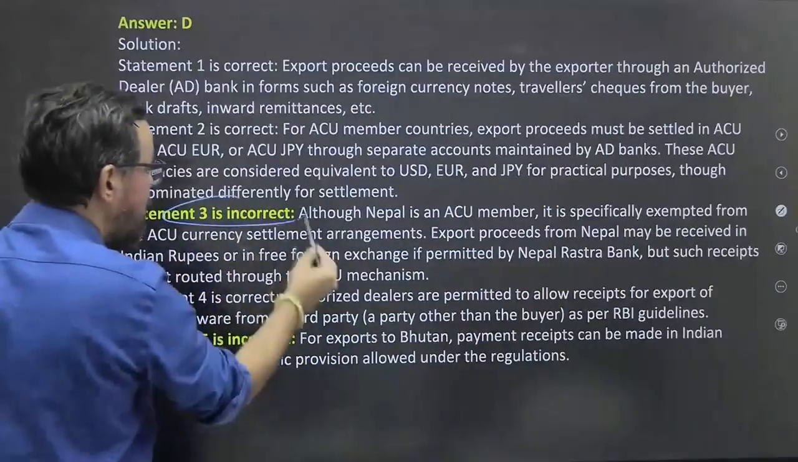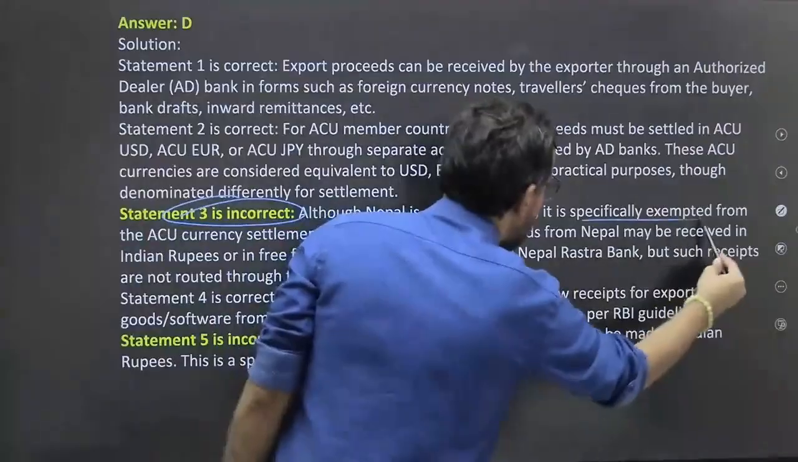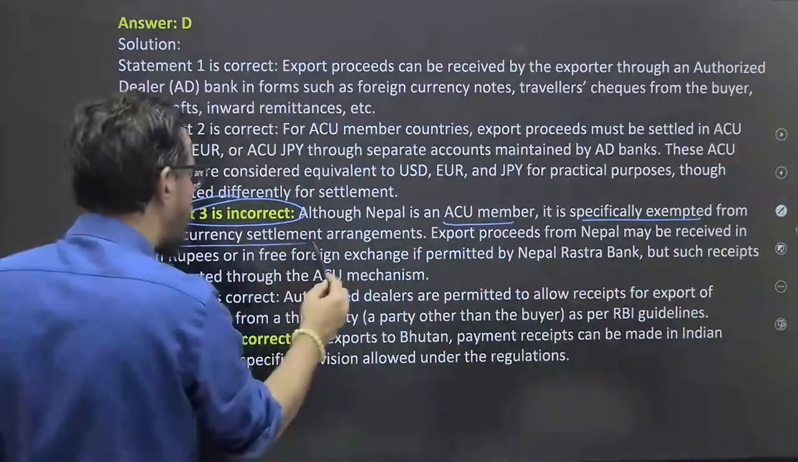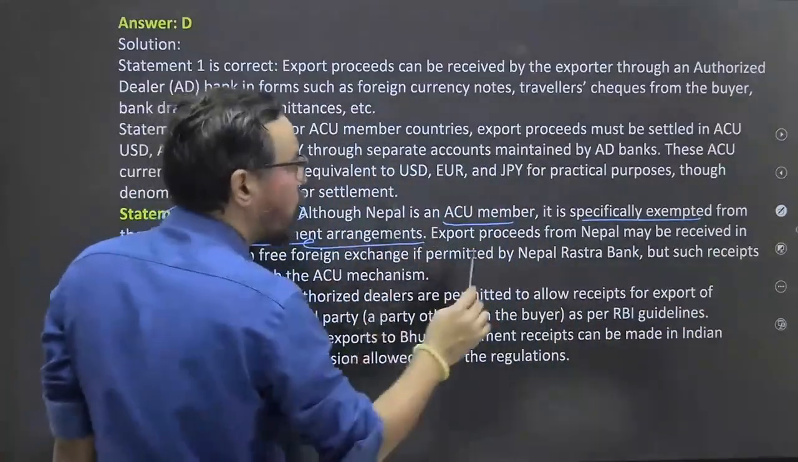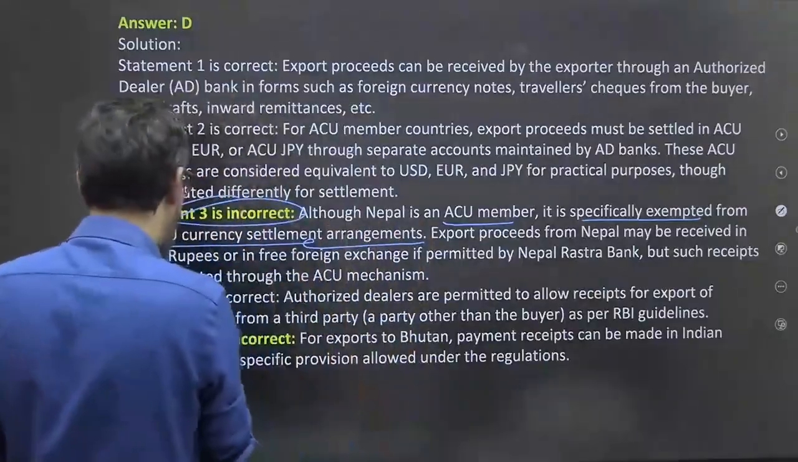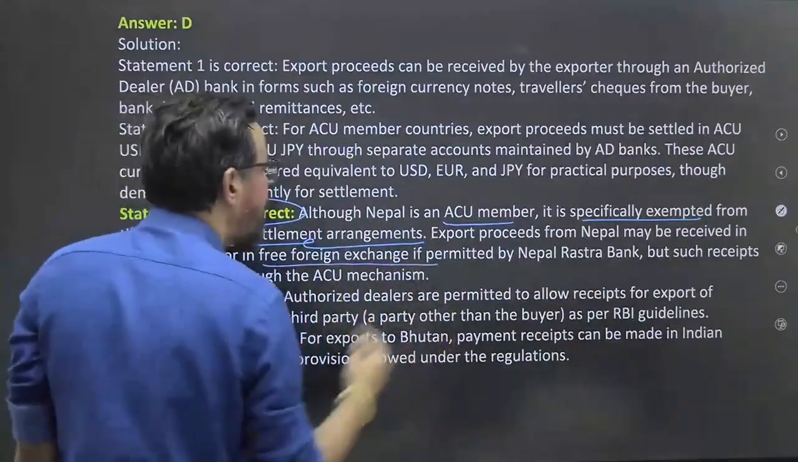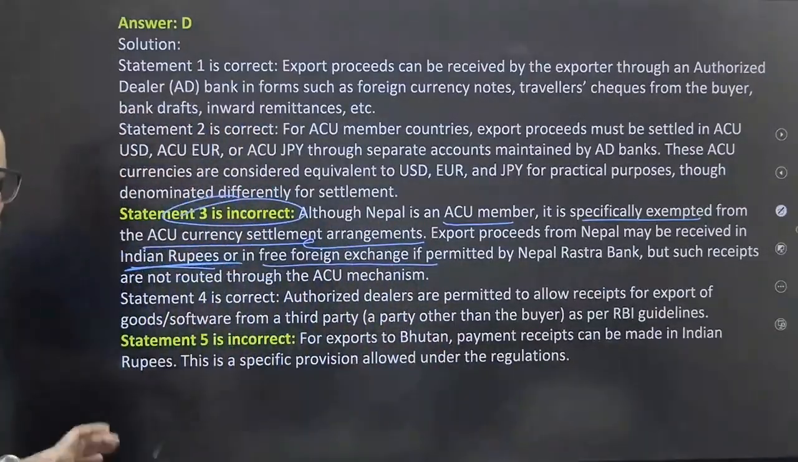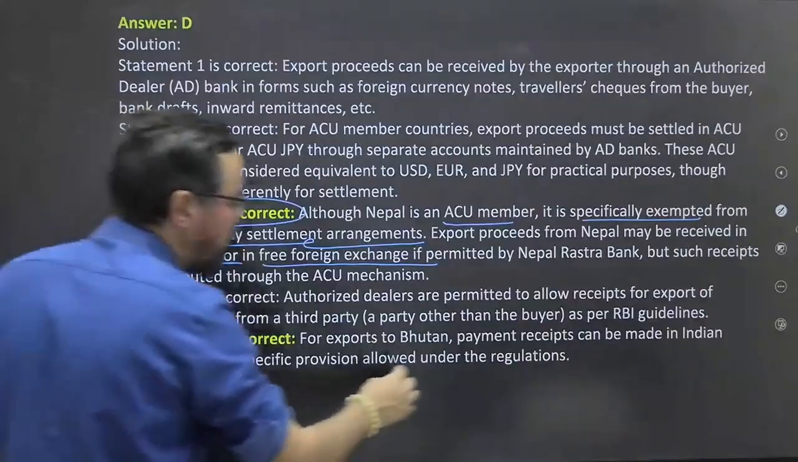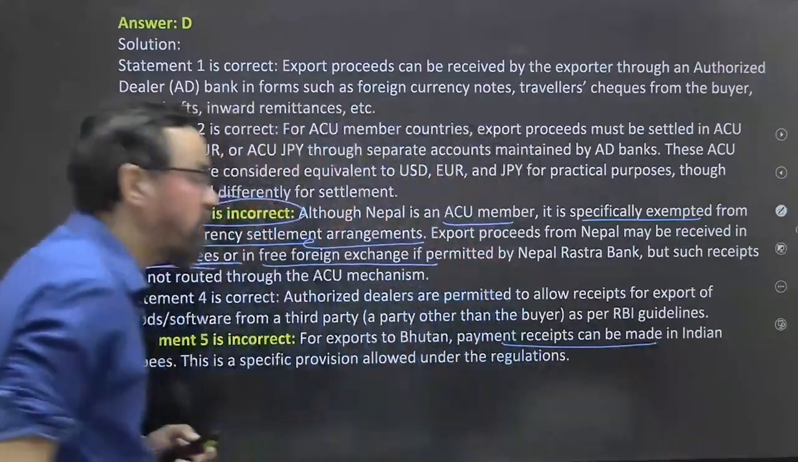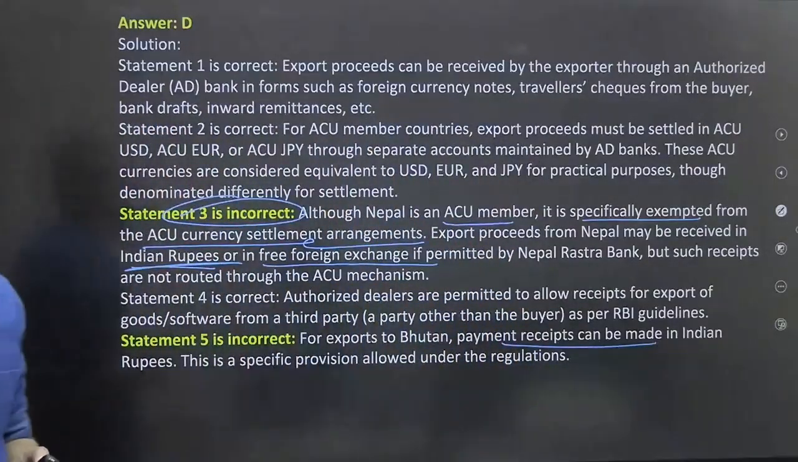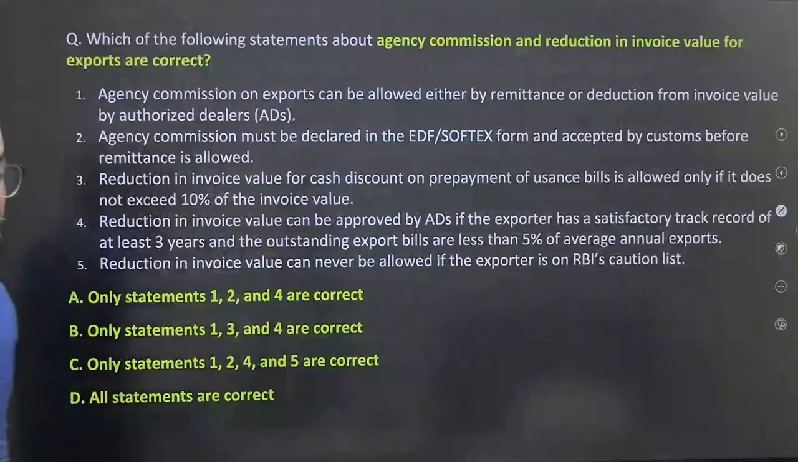So statement 3, although Nepal is a member of this, it is specifically exempted from the ACU currency settlement agreements. Export proceeds from Nepal may be received in Indian rupees or in free exchange as permitted by Nepal banks. Okay, and export payments received from Bhutan can be made in Indian rupees as well. The remaining statements are correct.